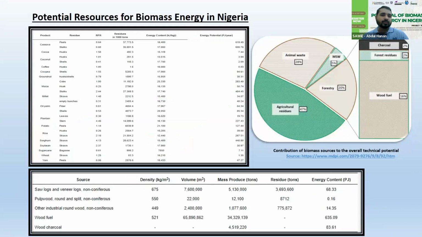Today's presentation is about biomass energy in Nigeria, so I briefly explained a short introduction of SAWiE. Now, the potential resources for biomass energy in Nigeria. The pie chart on my right shows animal waste, forestry residues, and MSW, and their contribution of biomass resources to the overall technical potential. Animal waste is about 28%, and the major role is played by agriculture and forestry.